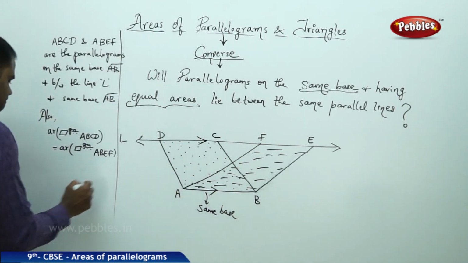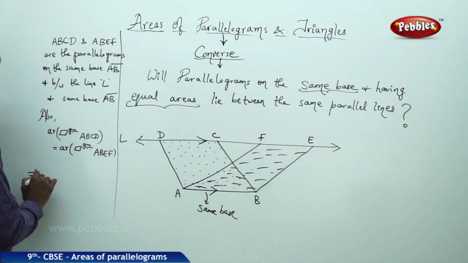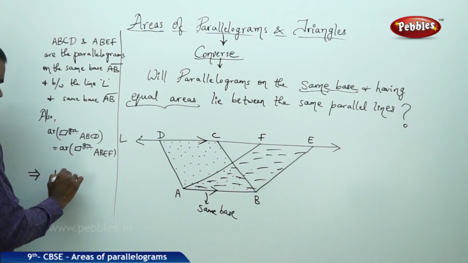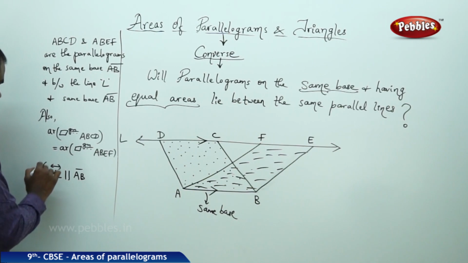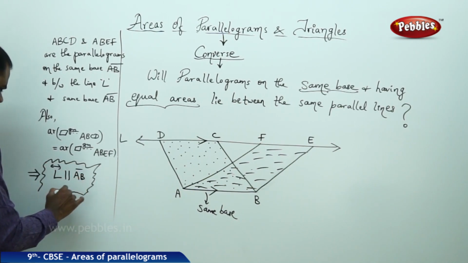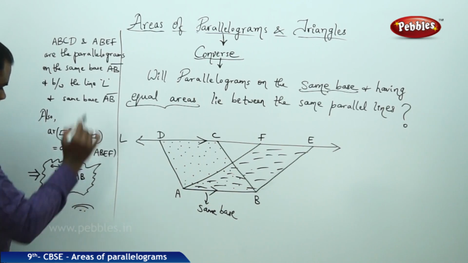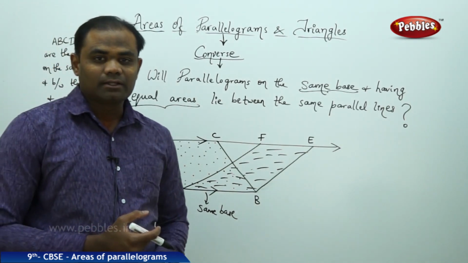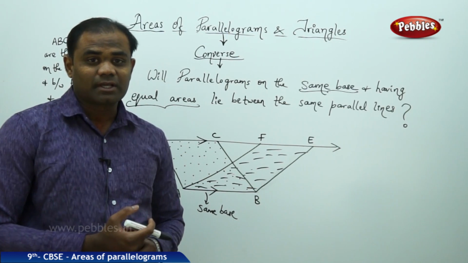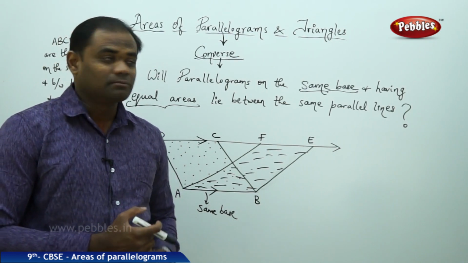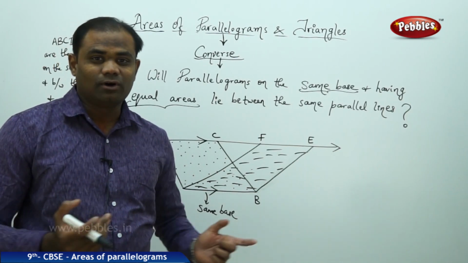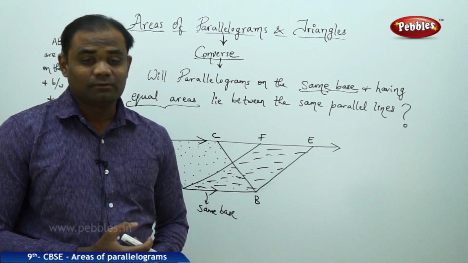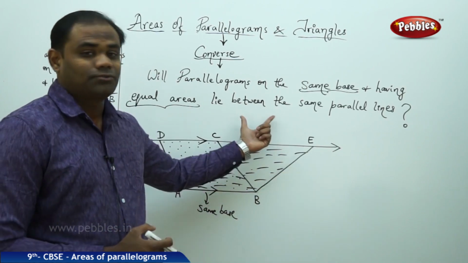So here, that implies the line L is parallel to the base AB. So we have a property which says triangles, parallelograms on the same base and with equal areas must lie between the parallel lines. That's how we understand the converse of the previous theorem. Converse holds true in this concept.